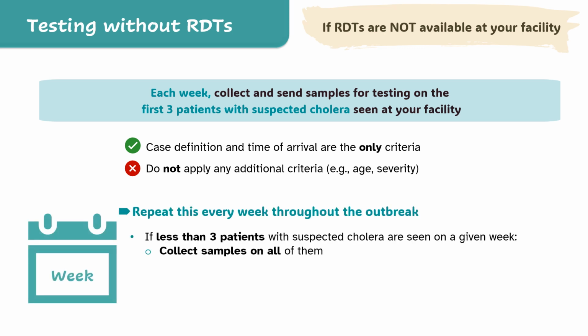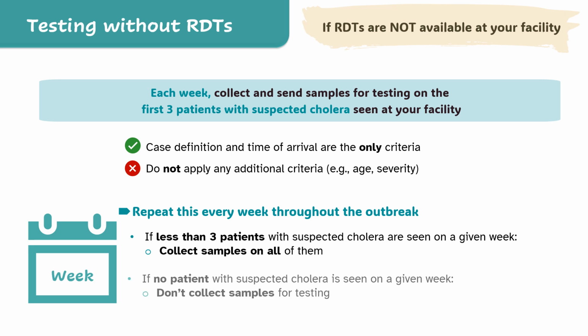If on a given week, less than 3 patients meeting the definition of a suspected cholera case are seen at your facility, then collect samples for laboratory testing on all of them. If on a given week, no patient meeting the definition of a suspected cholera case is seen at your facility, then no patient is tested for cholera on that week.